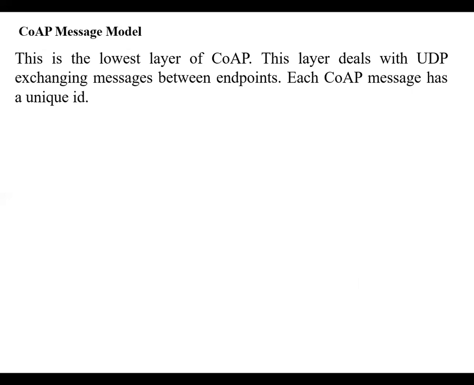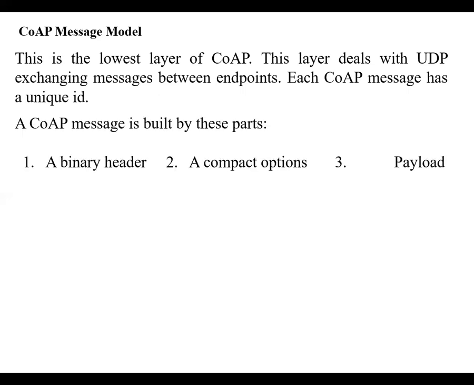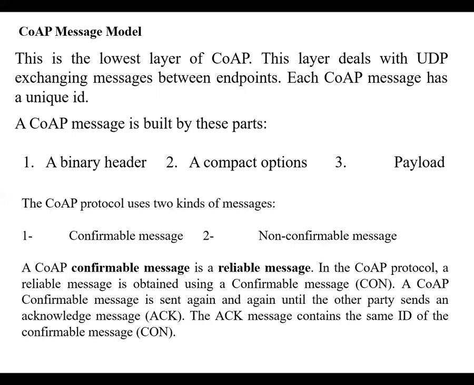COAP message model. So this layer deals with the UDP exchanging messages between endpoints. Each COAP message has a unique ID. So every message has a unique ID. A COAP message is built by these three parts: a binary header, compact options, and payload. The COAP protocol uses two kinds of messages: confirmable messages and non-confirmable messages.